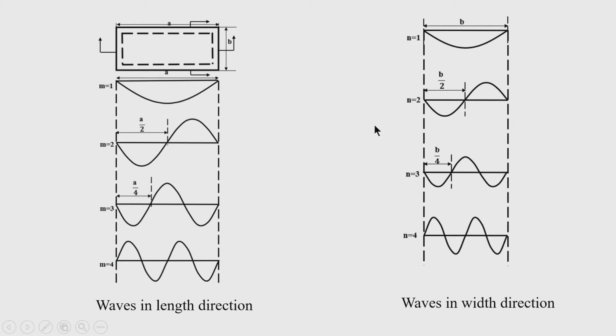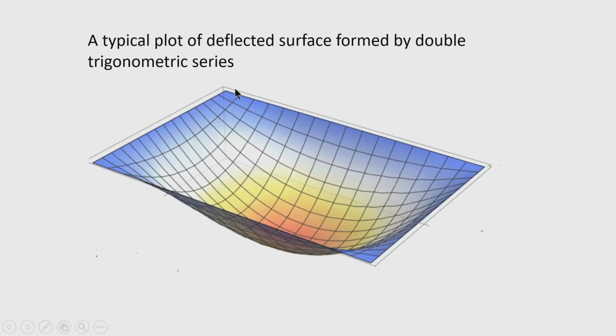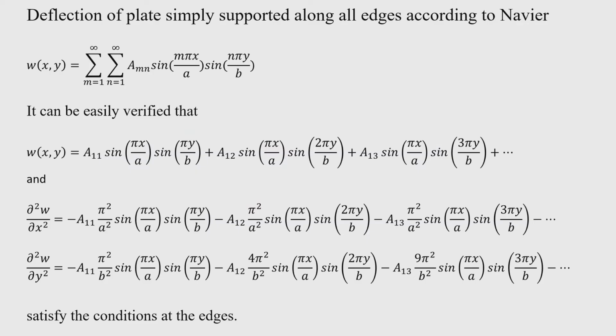the deflected surface. A typical plot of the deflected surface of a simply supported plate looks like that. When you superimpose all the waves and if you know the AMN correctly, then you will get the correct magnitude of the deflection function or deflection surface of the rectangular plate simply supported along all edges, subjected to any type of load here. Now, let us come to the solution.